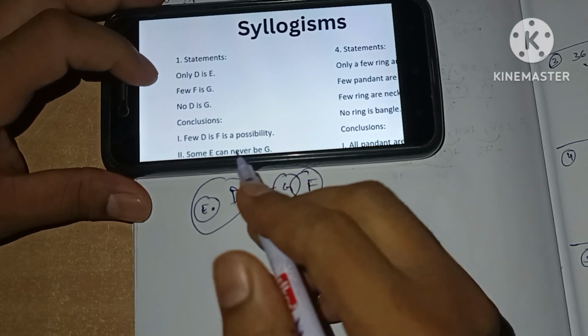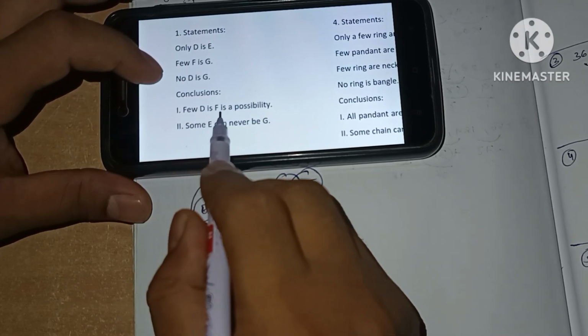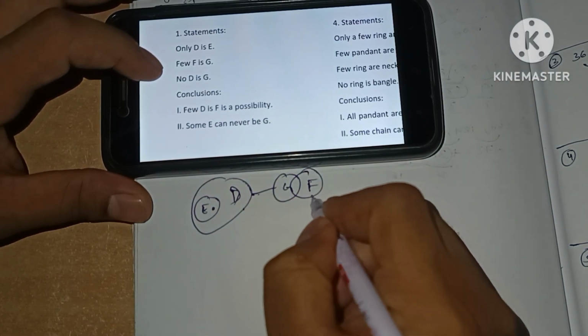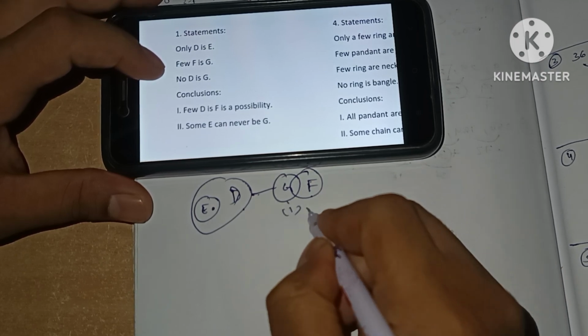So this is the Venn diagram for our statements. Let's see the conclusions. Few D is F is a possibility. Some D is F. Is it possible? Yes, the first conclusion will be possible.